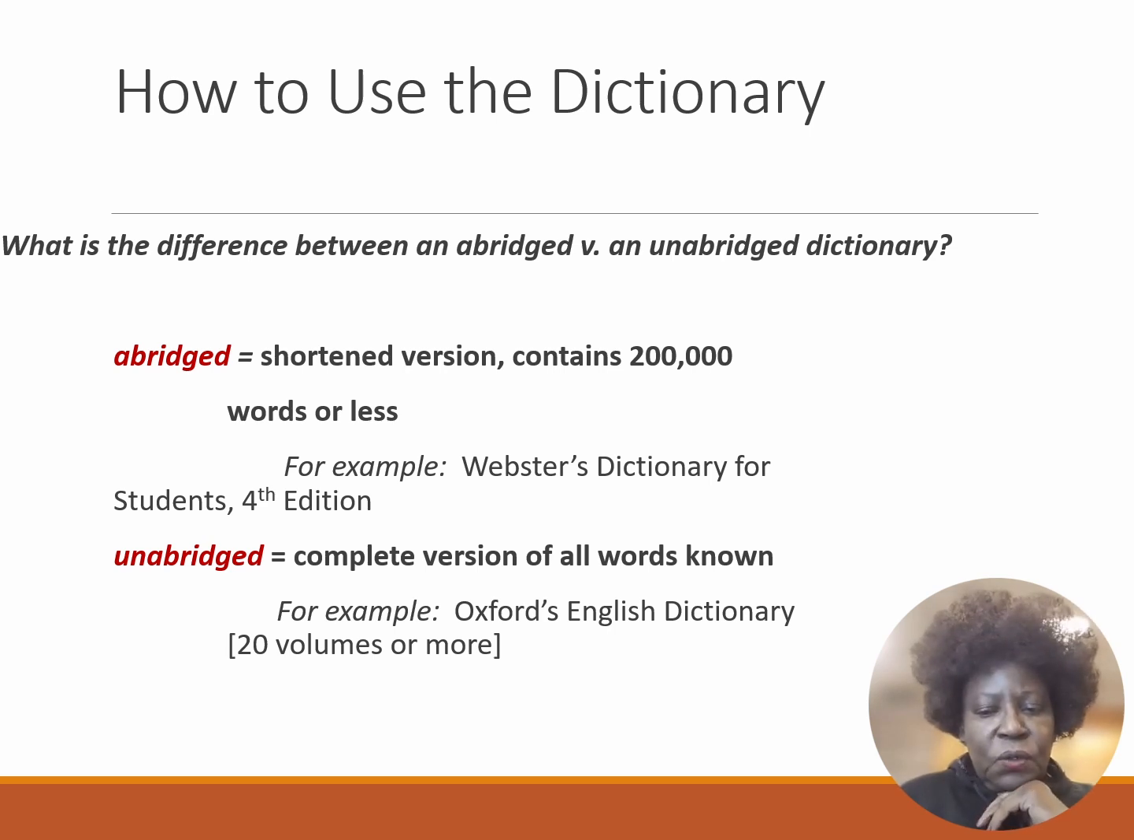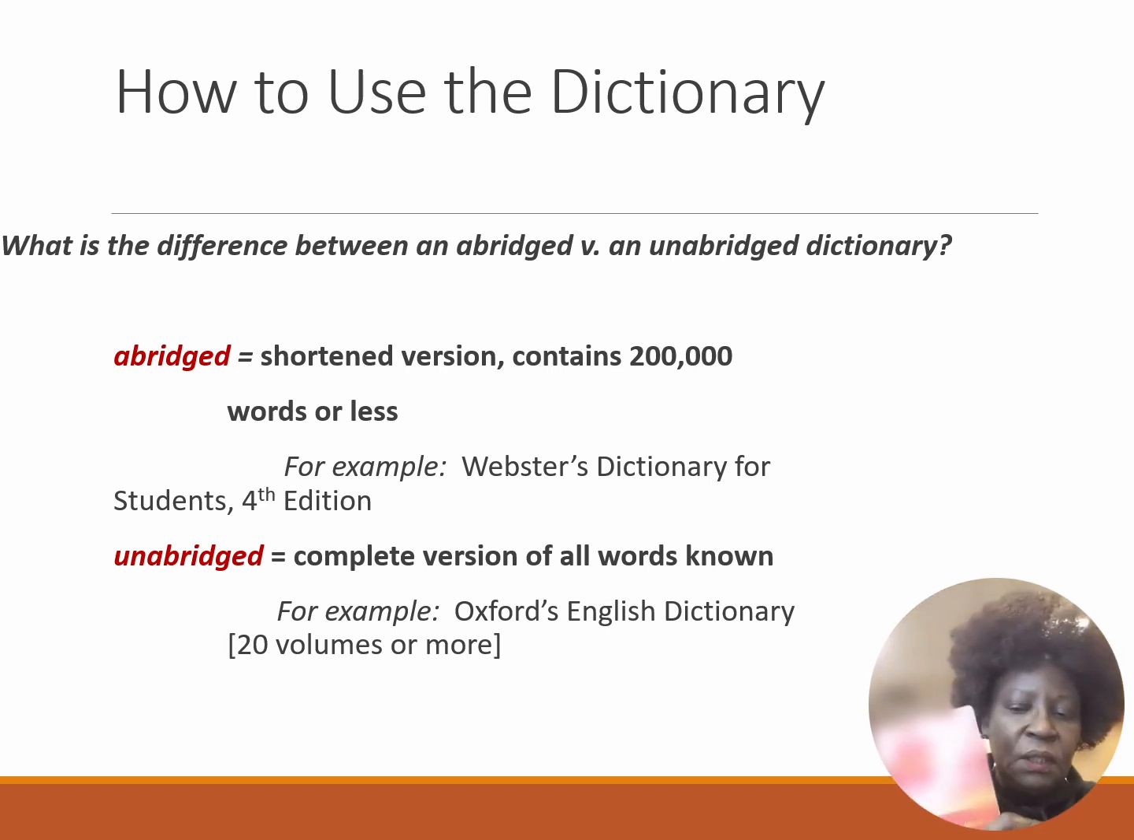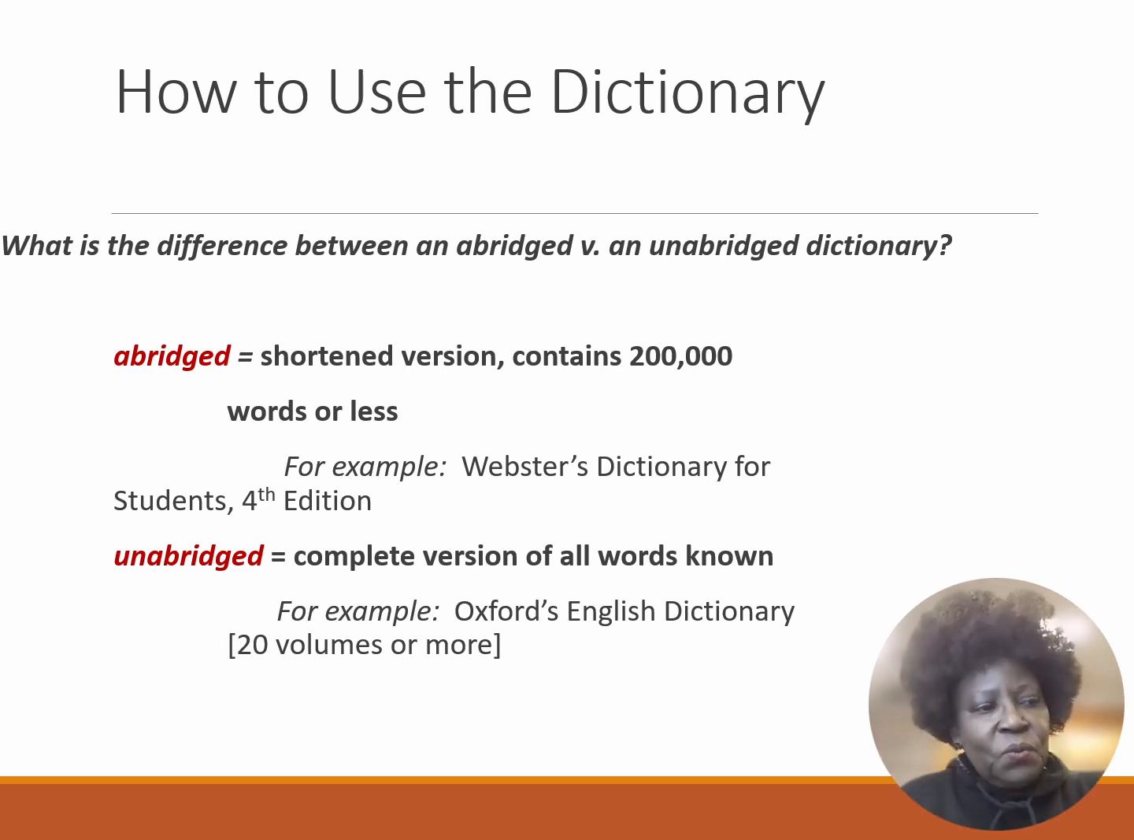You need to know, or I suggest you know, the difference between an abridged versus an unabridged dictionary. An abridged dictionary is a shortened version of words in a dictionary that are not more than 200,000 words. So it's not all of the words that are in that particular language or in the English language. For instance, the example that I just showed you, the fourth edition of the Webster's Dictionary for Students, only has 37,000 words in it.